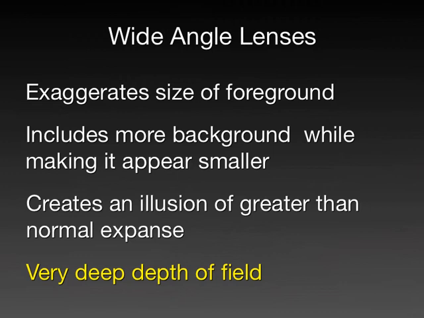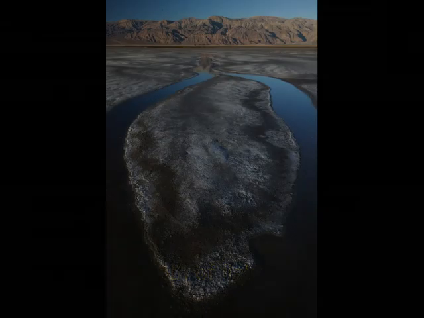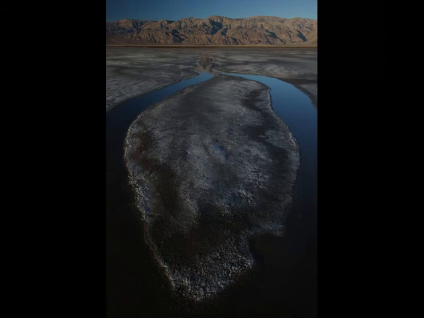Very deep depth of field. When you're using your wide-angle lens, things are very sharp from front to back without having to always stop down to f/22. So here in this case, this is about 1.5 feet from the front of my lens now, and this mountain is several miles away, and the wide-angle lens has an easy time getting it all sharp.